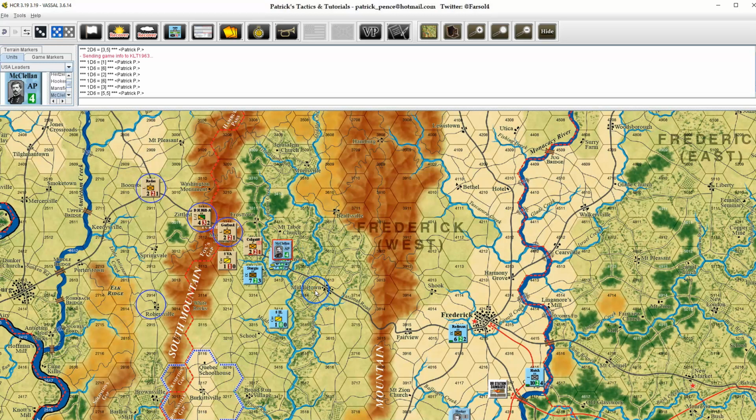In this case, McClellan has to get a 1, 2, or 3. So we would roll a die to see, and that would be a failure. Let's keep rolling. In this case, now he's got a 2. So if he rolled a 2, that means 4 minus 2 is 2, of course. That means up to 2 additional hexes.